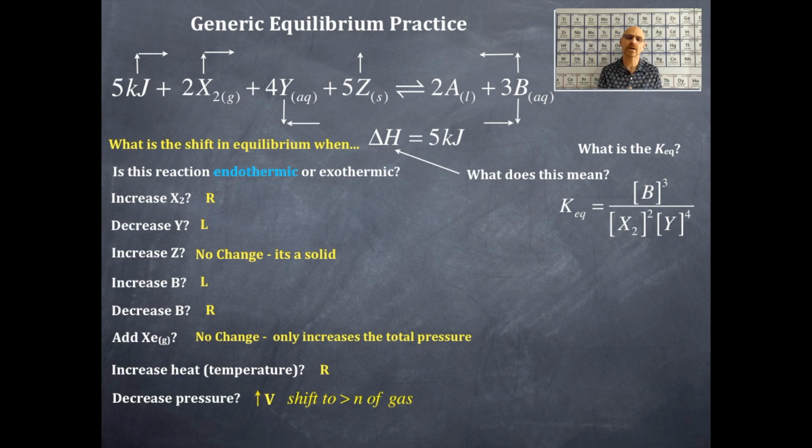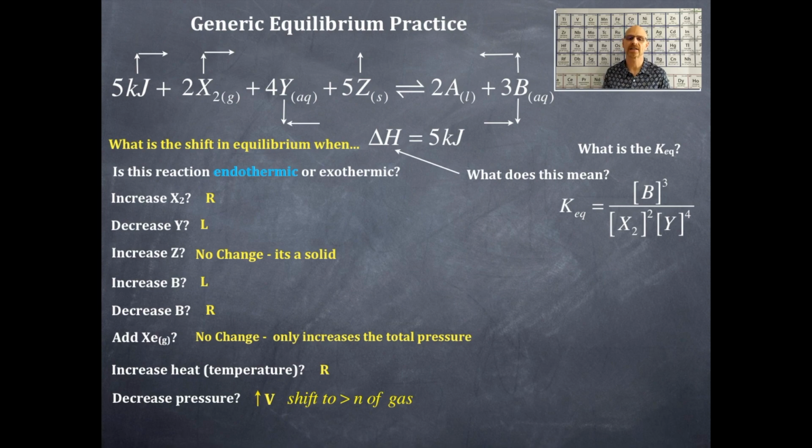So what I want you to do is look at the reactant side, okay? And I have X2, which is a gas. I have Y, which is aqueous. So I'm going to ignore the Y, which is aqueous. I'm going to ignore the Z, which is a solid. That's on the reactant side. I don't have to worry about the enthalpy term because that's certainly not a gas, that's a heat term. On the product side, I have A, which is a liquid. I'm going to ignore that. I have B, which is aqueous. I'm going to ignore that.